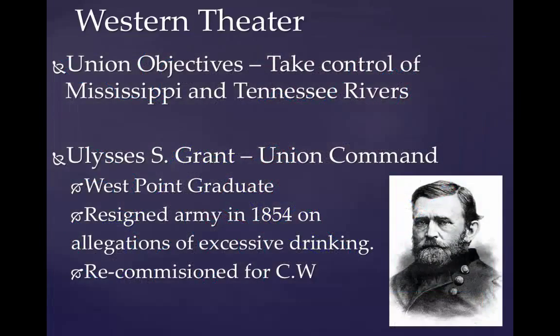So the Western theater, what's the point of the Western theater? What are they trying to accomplish here? And really the ultimate Union objective was to control the rivers, by the belief that controlling these major rivers is going to hinder and mess up the Confederate ability to make war by hurting their shipping and movement of supplies and such. So that's what they aim to do, and the man for the job is Ulysses S. Grant.